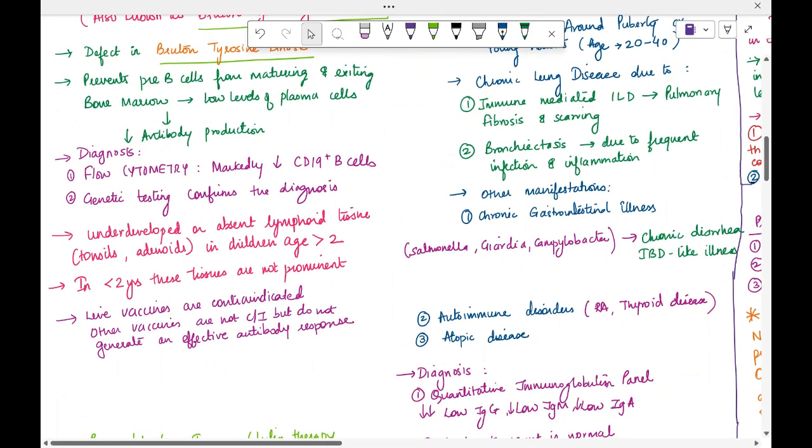Okay, now how to diagnose this. Because the pre-B cells are not maturing and are not exiting the bone marrow itself, that is why there's a marked decrease in CD19 B cells.